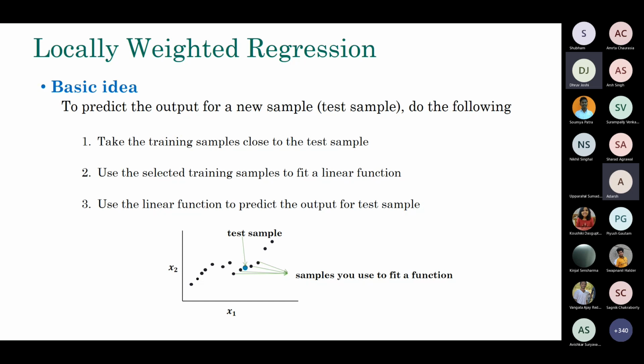So you are not considering other examples to build this model. The basic assumption is that when the samples you are using are very close to the test sample, they will have very linear behavior, very similar to each other. So this underfitting problem can be avoided. That's the basic assumption.